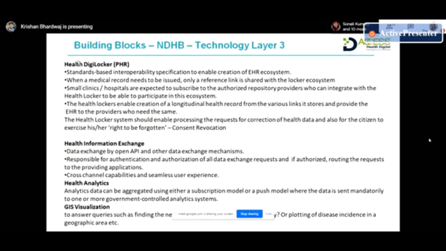तो उसमें तो EHR तो mandatory है. Without EHR, तो this all thing cannot happen at all. So EHR और EHR को करने के लिए you need the health information exchange. So certain things they talk about कि we have to use the open API standards for data exchange. Then all the authentication, authorization of data exchange should be well authenticated. And only after authorization the request should be routed to the providing applications.